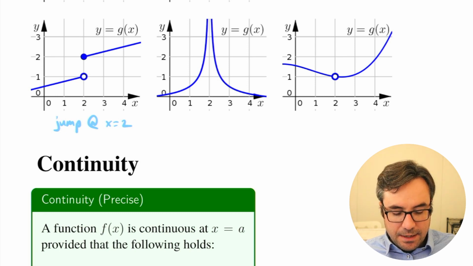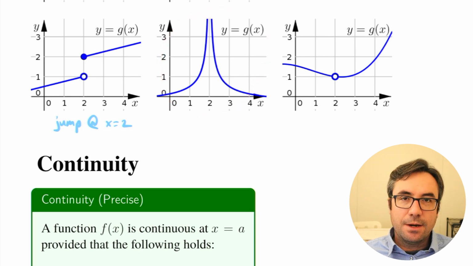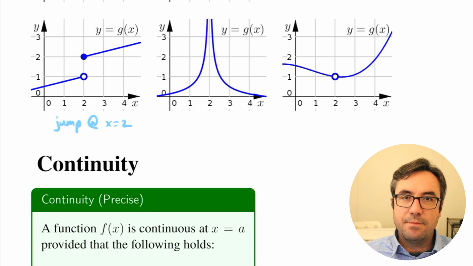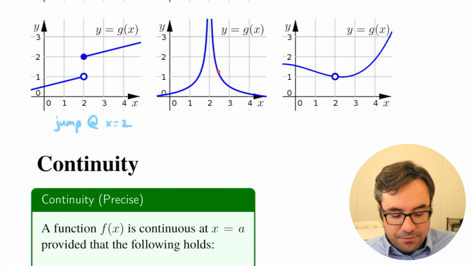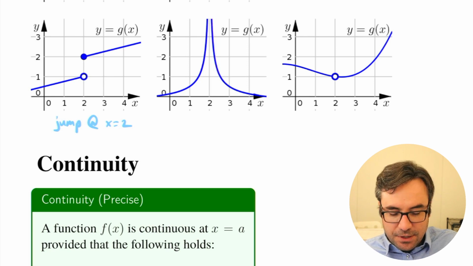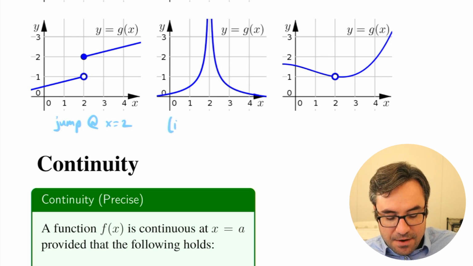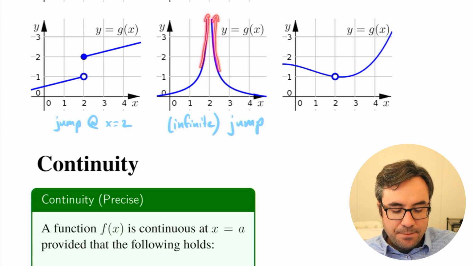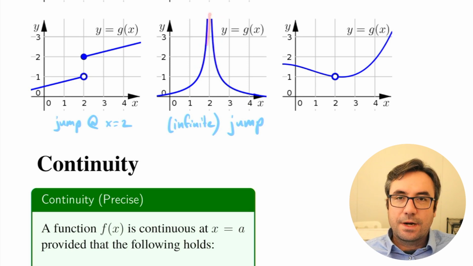Same thing going on in this middle example, but this jump is even more drastic. If we go a little bit to the left of x equals 2, our function's getting really big. It's going up to infinity. And then if we look on the right side, same thing. It's going up to infinity. So you can think of this as almost like an infinite jump. The left side's going way up, the right side's going way up, and then we're jumping over that x equals 2. What's going on there?